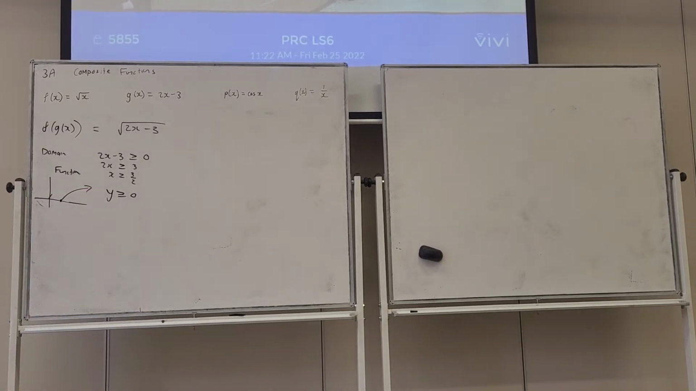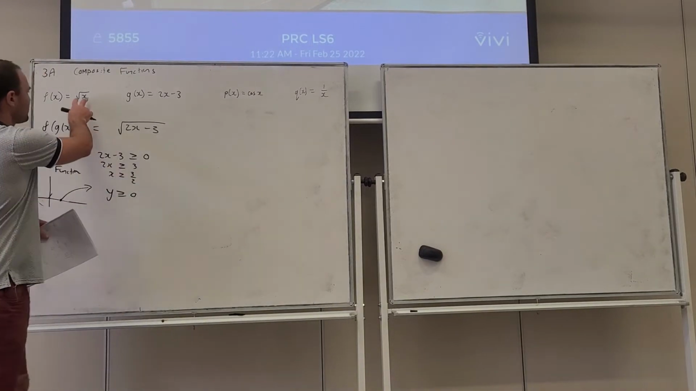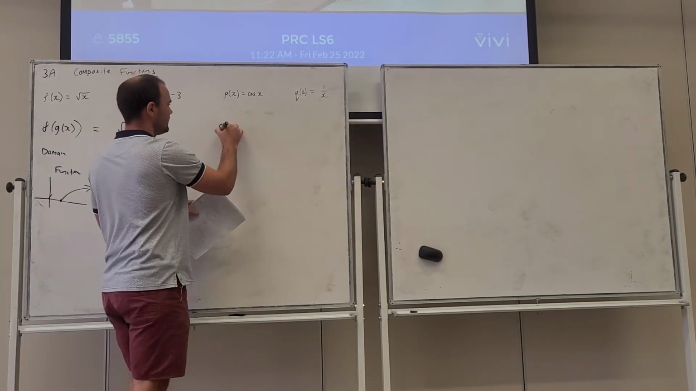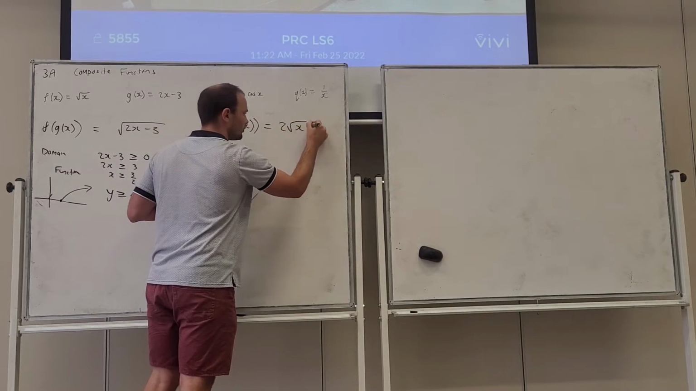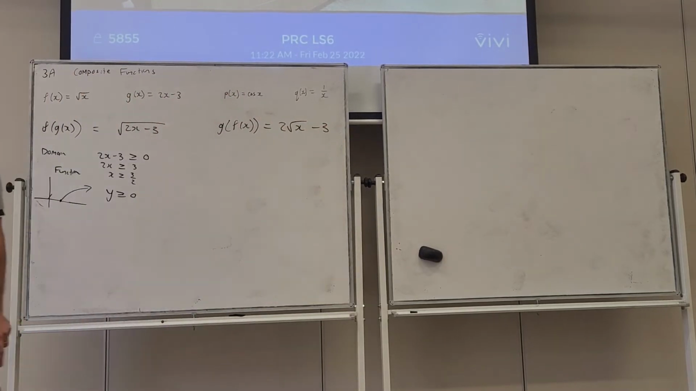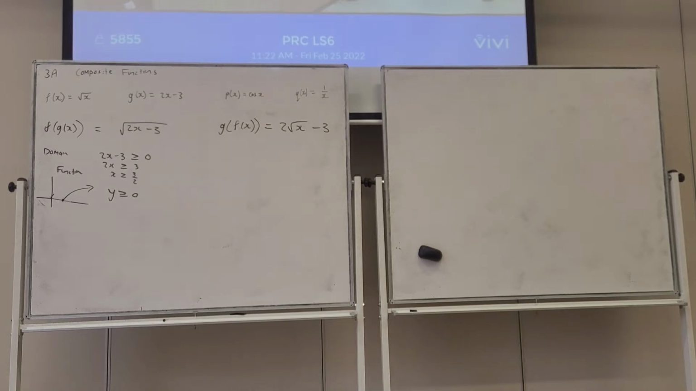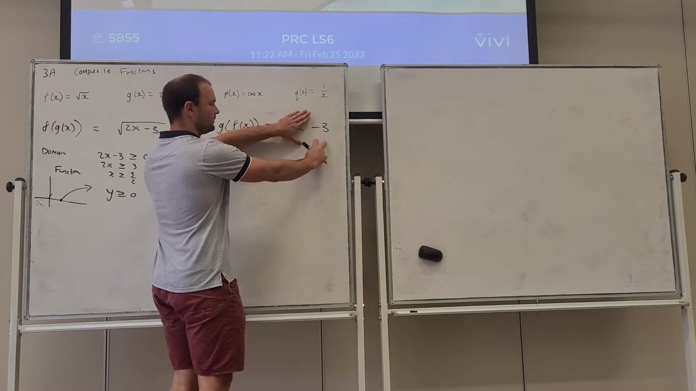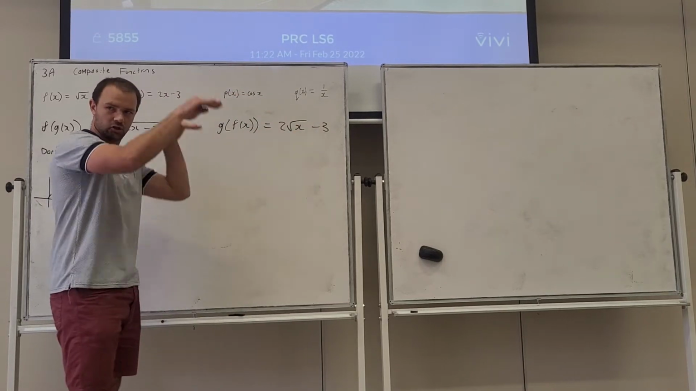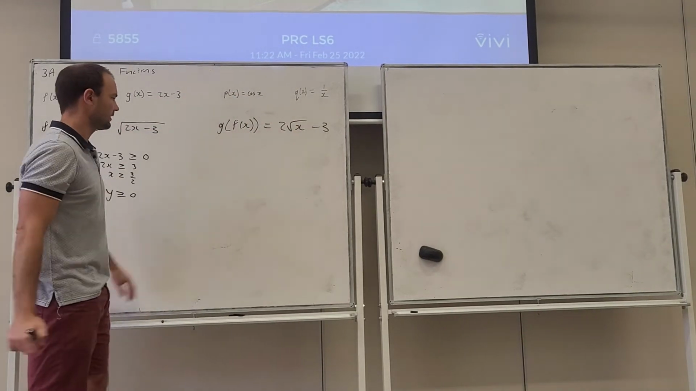g of f of x. So now we're putting the root there. We've got g of f of x, it's going to be 2 root x take 3. Now that take 3 is sitting outside, so we can think of it like it's a root function and then it's moved down 3 units. It's been shifted down. That's the vertical translation.